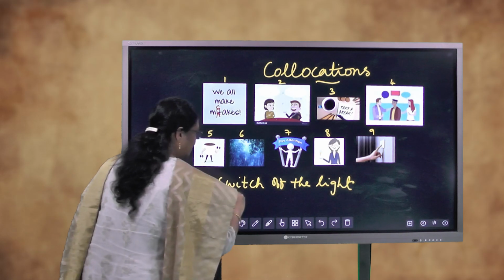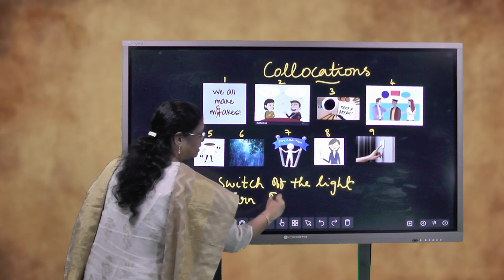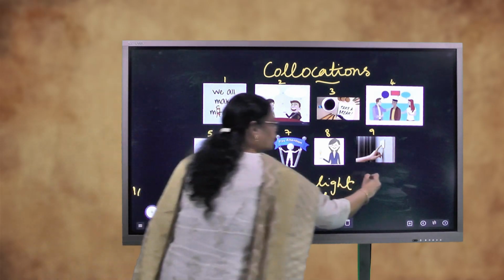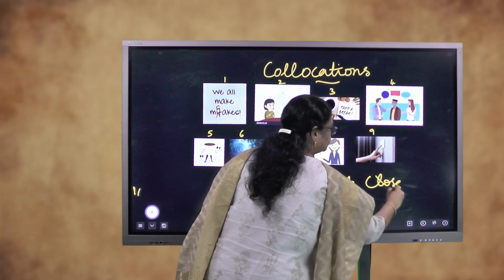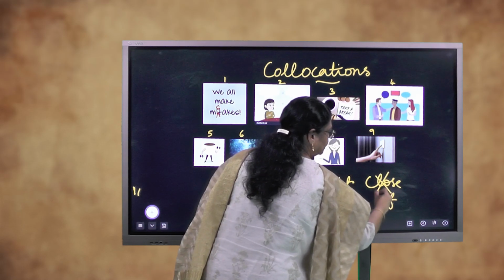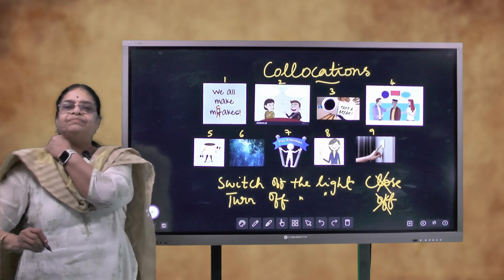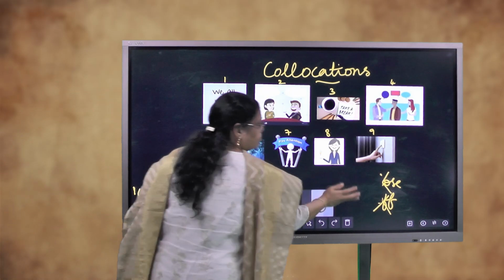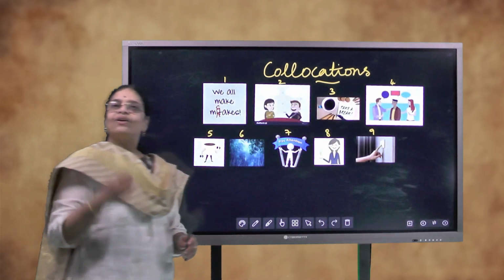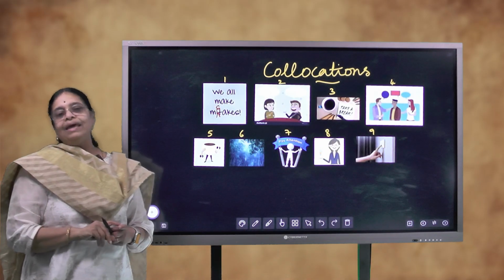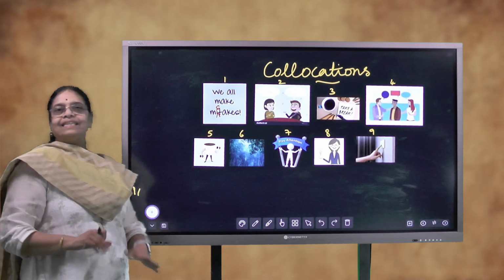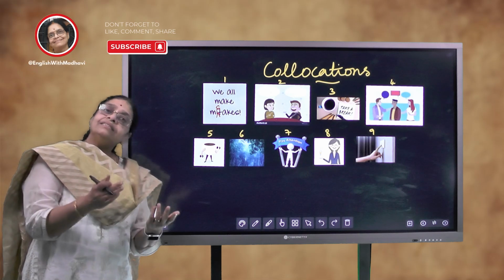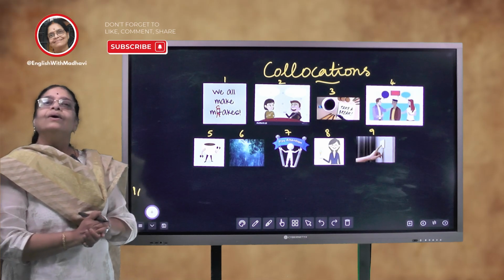Or we can also say turn off the light. We can also say turn off the light, but not close the light, which is wrong, or off the light, which is also not acceptable. So these are collocations which are commonly used, and there are also some common errors that we encounter. So trying to look at these images, I hope you could understand the collocations. We'll discuss more collocations in the upcoming videos.